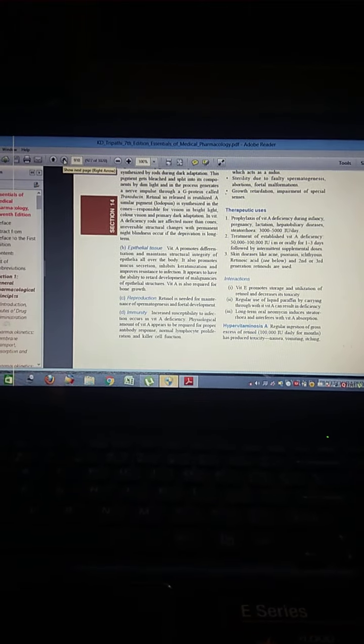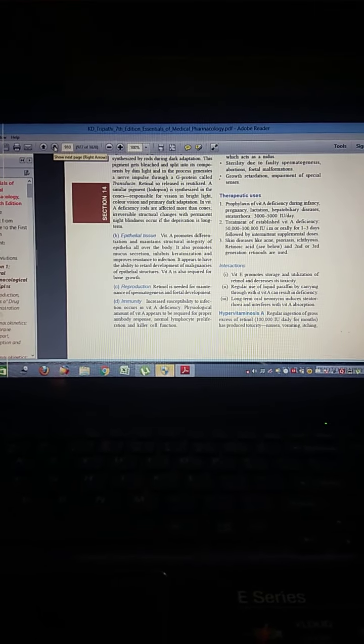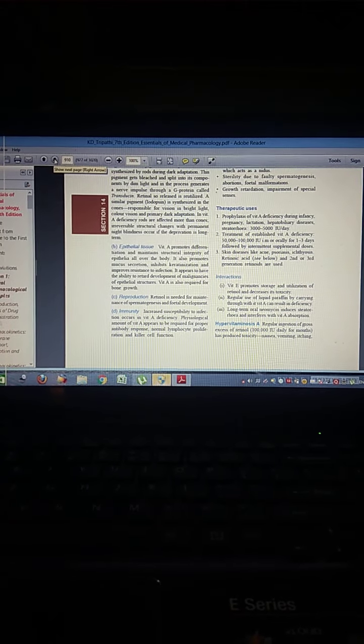For skin diseases like acne and psoriasis, second and third generation retinoids are used. Interactions: vitamin E promotes storage and utilization of retinol and decreases its toxicity. Regular use of liquid paraffin, by interfering with vitamin A absorption, can result in deficiency.